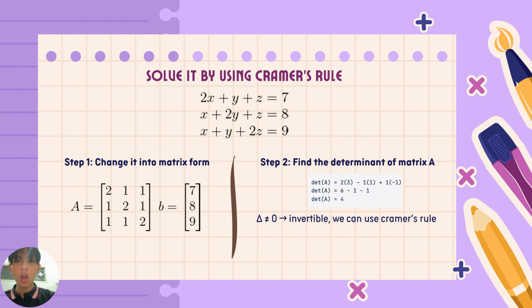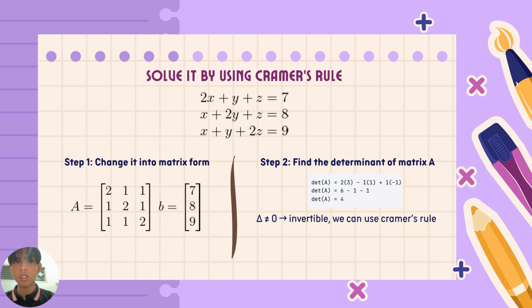Now I will show you how to solve using Cramer's rule. But first, there is one important condition we need to check. We can only use Cramer's rule when the determinant is not zero. So remember that. Let's start with step 1.